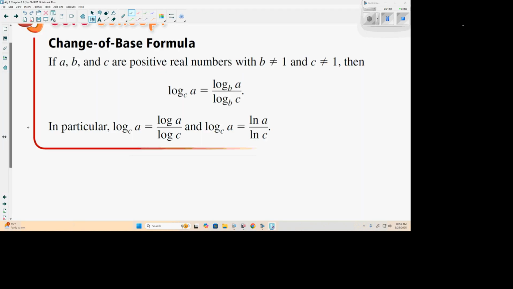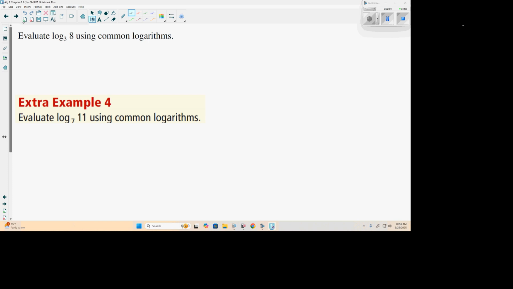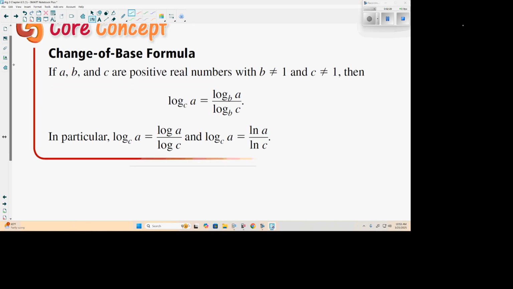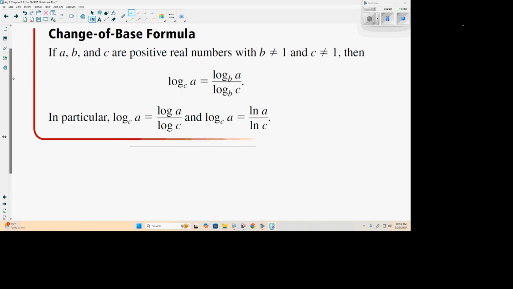We can't just type in log base 3 of 8 into the calculator. It won't give us the value that we want, because the base is not 10, it's not a common log. So what we have is something called the change of base formula. The change of base formula lets us change the base of any of these logarithms to be whatever base we want. Now normally we're going to have this base be 10, a common log.